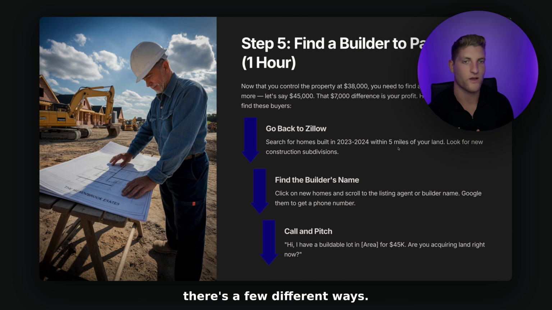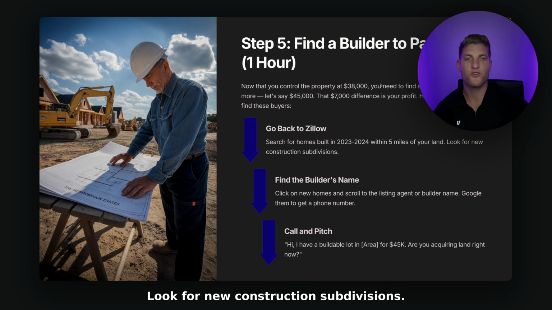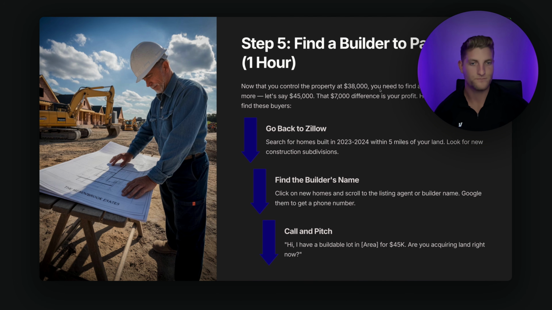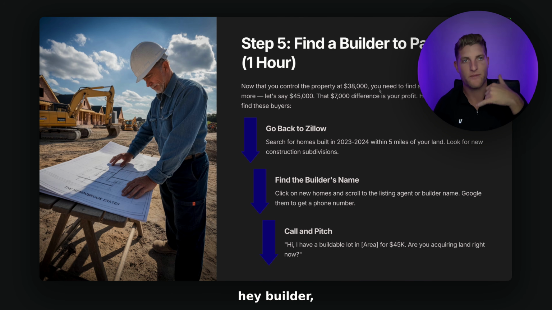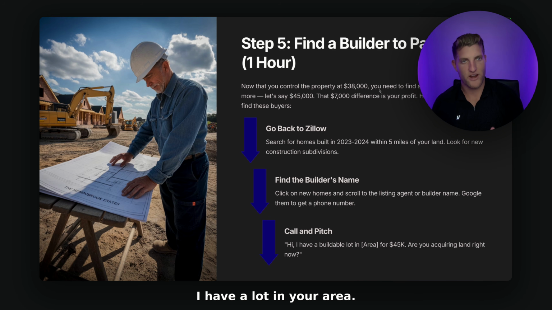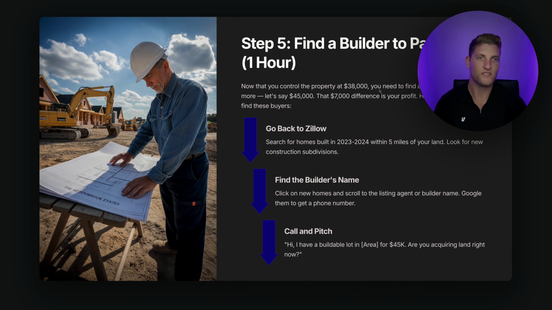Okay, guys, there's a few different ways. One way, go back to Zillow. Search for homes built in 2023 or 2024 within 5 miles of your land. Look for new construction subdivisions. Find the builder's name. Click on homes. Scroll to the listing agent or builder name. Google them to get their phone number, or it'll show you there. Call them up and say, hey, builder, my name is Carson. I have a lot in your area. Do you want to purchase it for $45,000 plus closing? They tell you yes or no.